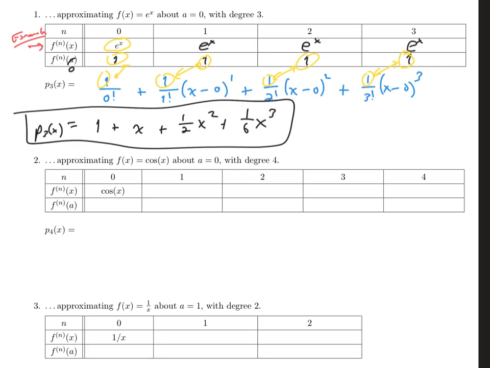You might want to pause the video and see if you can fill in the values for this one if you want to, and then start it again and I'll run through it.